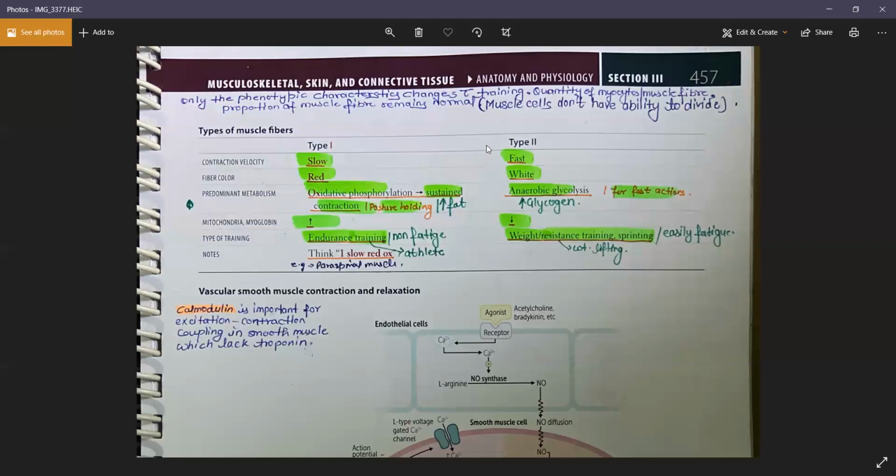What's that which you have written about fat and glycogen? See, these muscles are very much rich in the fat. Okay, they need the oxidative phosphorylation. So these muscles are very much rich in the fat, while the type 2 muscles, they are rich in the glycogen. Okay, because the fat will be converted into the glucose. Okay, and the glucose will be used by the cell again, right?